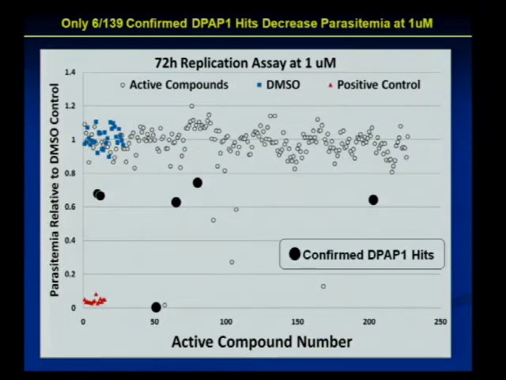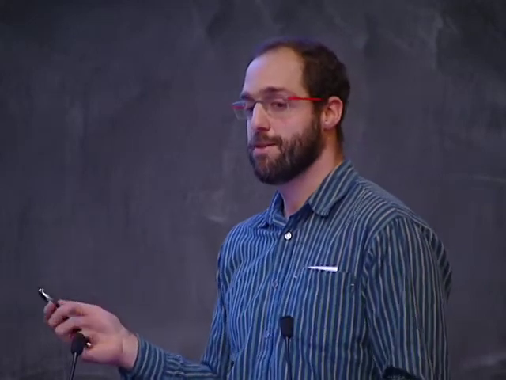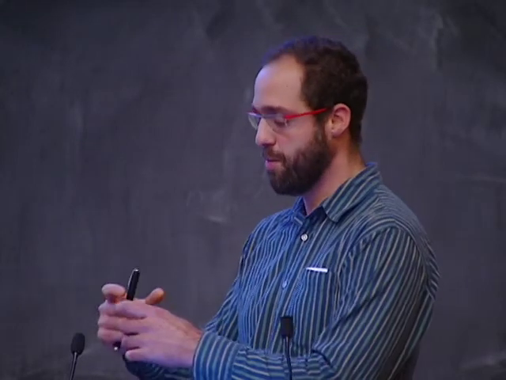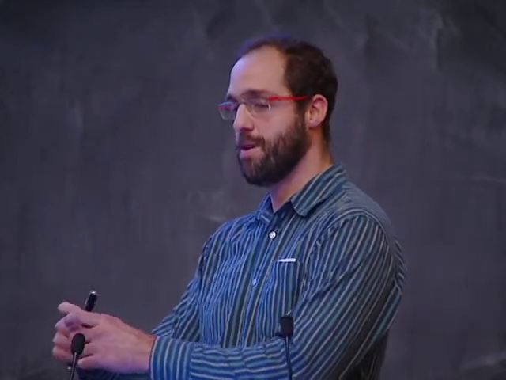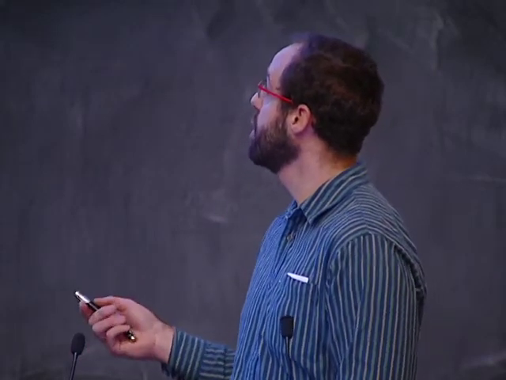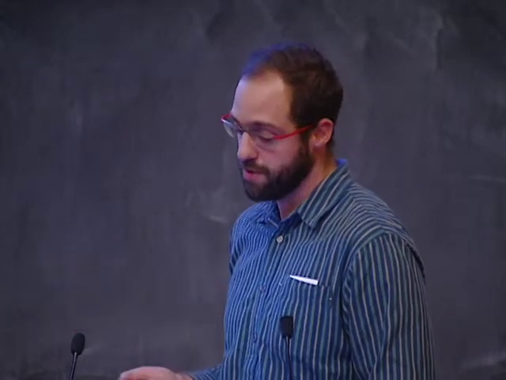So we were hoping to see more hits in this assay, but you have to keep in mind that our initial screen was done at 10 micromolar, and we did this one at 1 micromolar. There are issues with permeability: the compound has to cross 4 membranes to reach its target, because DPAP1 is in a specific organelle in the parasite. That might explain it, or some stability issues might also explain why we got so few hits.